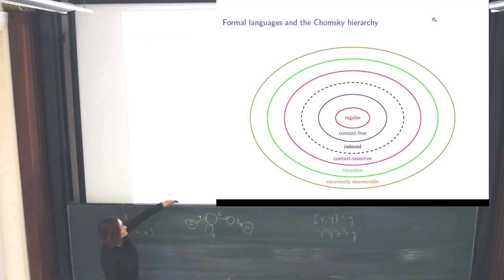So we know already we cannot be in context-free, and it's an easy exercise, if you know something about languages, to show that it's definitely context-sensitive. So the question is, what is it in between?